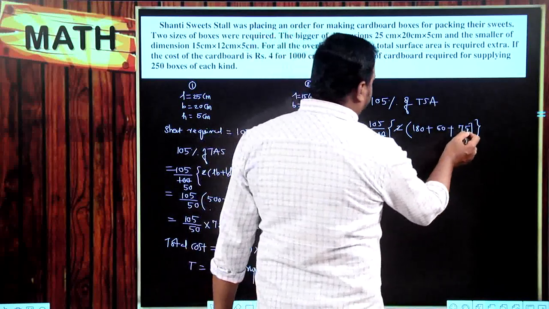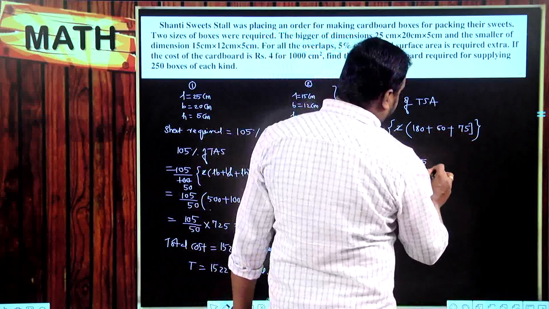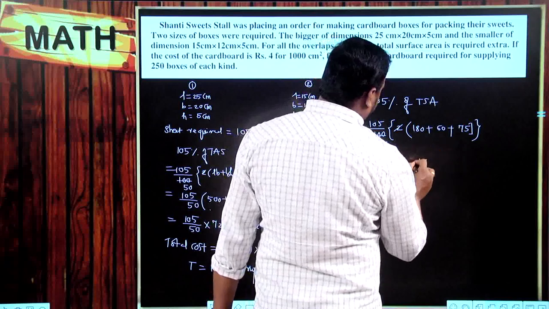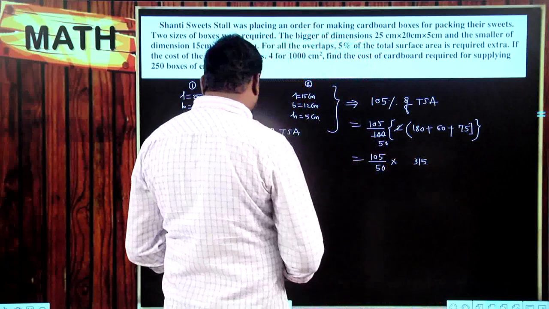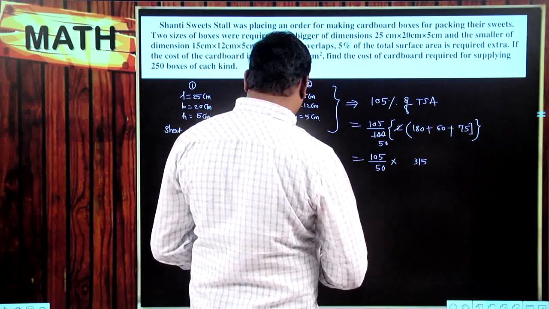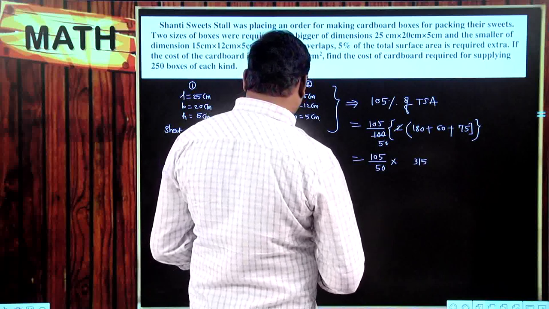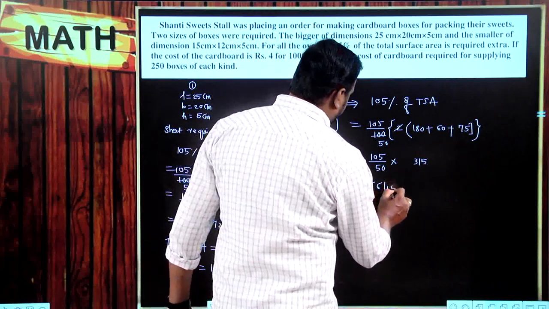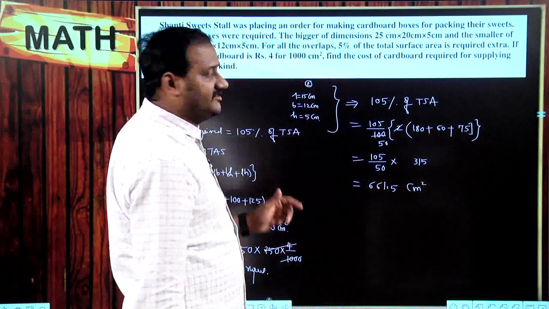See here we need to understand one thing: 5 plus 0 is 5, and 7 plus 6 is 13, 13 plus 8 is 21, 1 2, 2 plus 1 is 3. So, 315. So 105 divided by 50 into 315 will become 105 multiplied by 315 divided by 50, which is 661.5. 661.5 centimeter square is the total surface area of the second kind of boxes.